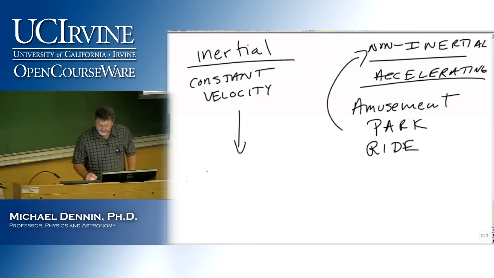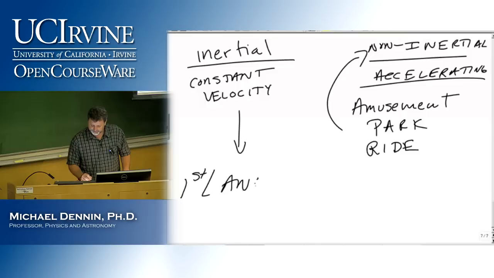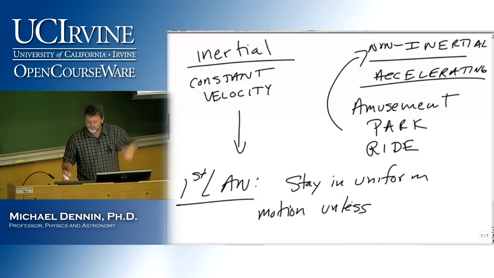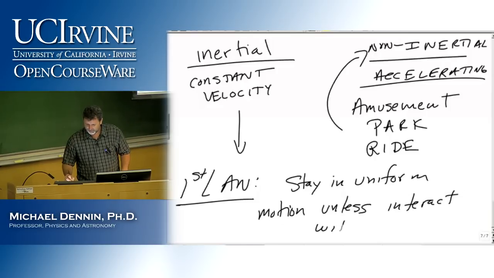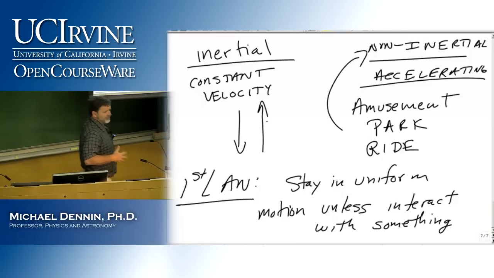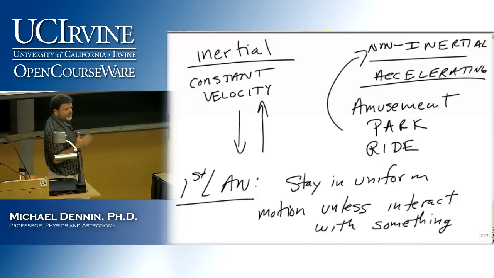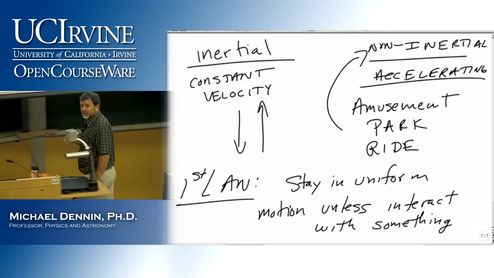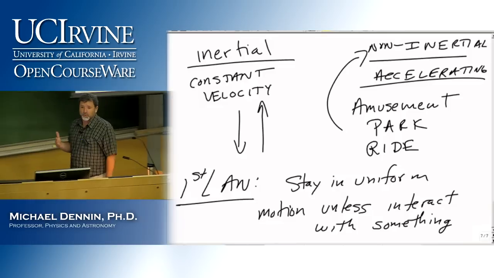But this is basically the first law. You stay in uniform motion, which might be zero velocity, keep in mind, unless you interact with something. And the first law basically defines the fact that these sort of frames exist. So you very rarely use the first law actually to solve a problem. It's much more the definition, the starting point of the definition for forces.